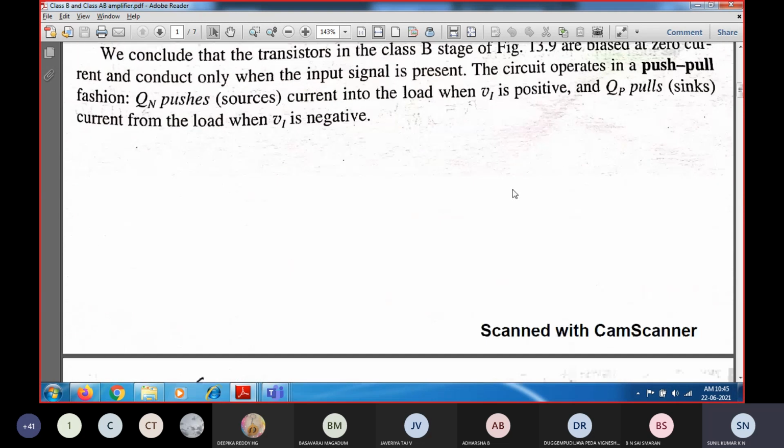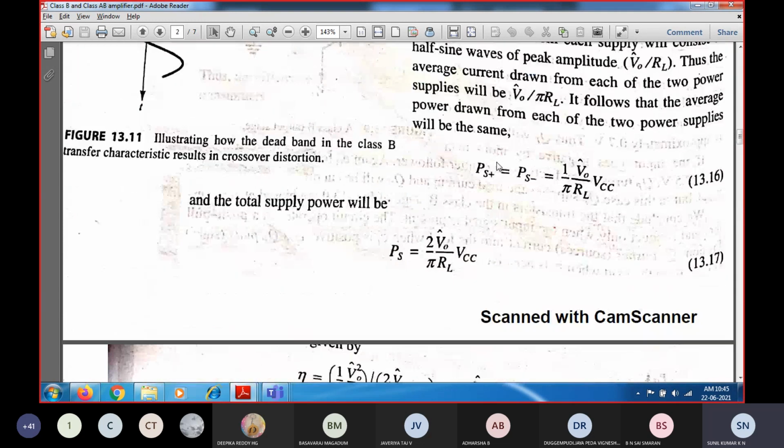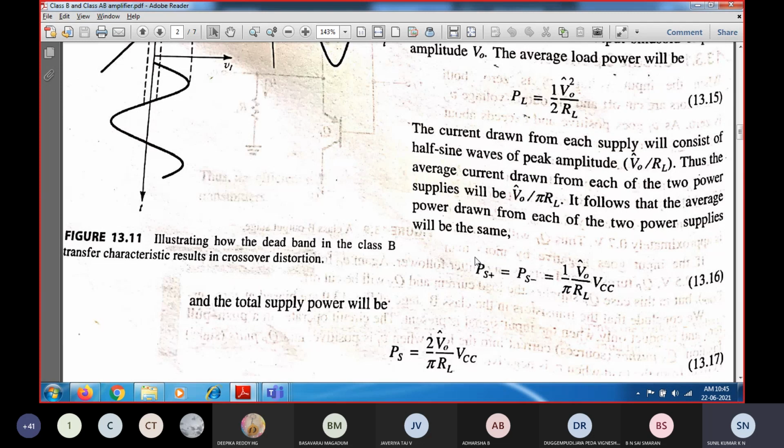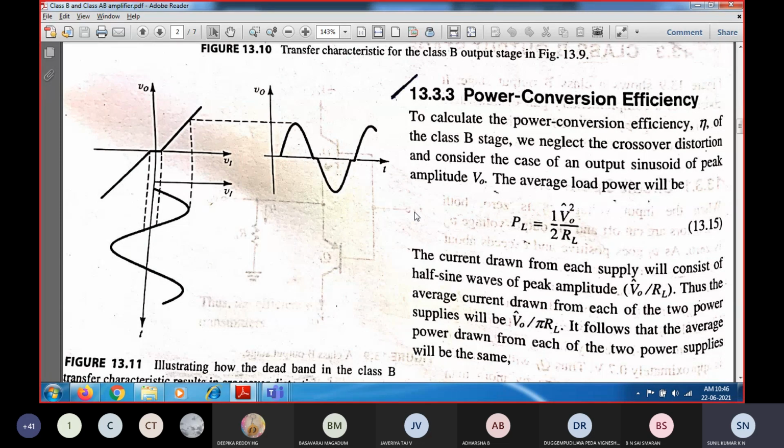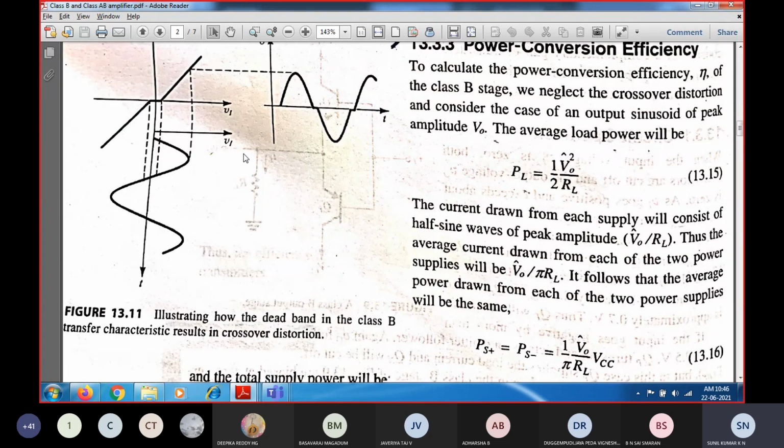For the DC power supply, VCC, from each of them, the power supplied during the positive half is due to the positive power supply, and that due to the negative power supply is denoted as PS minus as well as PS plus. So what will be the current which is going to be drawn? The current I will be equal to the maximum output voltage divided by the load resistance, that gives the sine wave current expression, right?